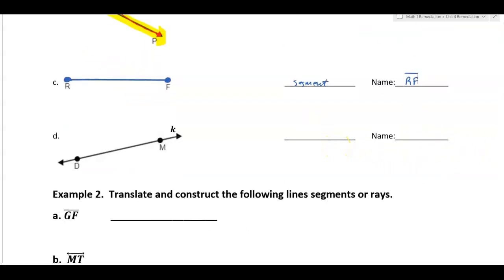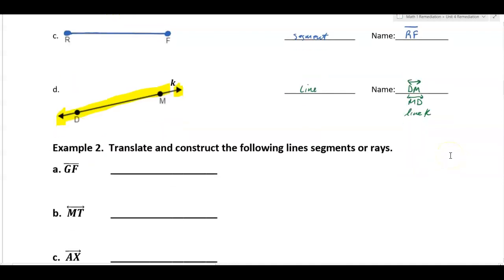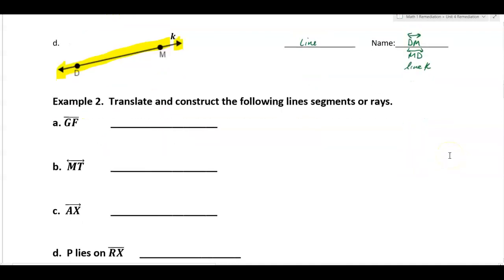Next, if I look, the arrow here and the arrow here tell me it extends in both directions forever and ever. Therefore, that there is a line. We could actually name this line one of three ways. I can name it DM with a line symbol above. I can say MD, or I can say line K. I can name that three different ways, because remember, K is not a point on that line.